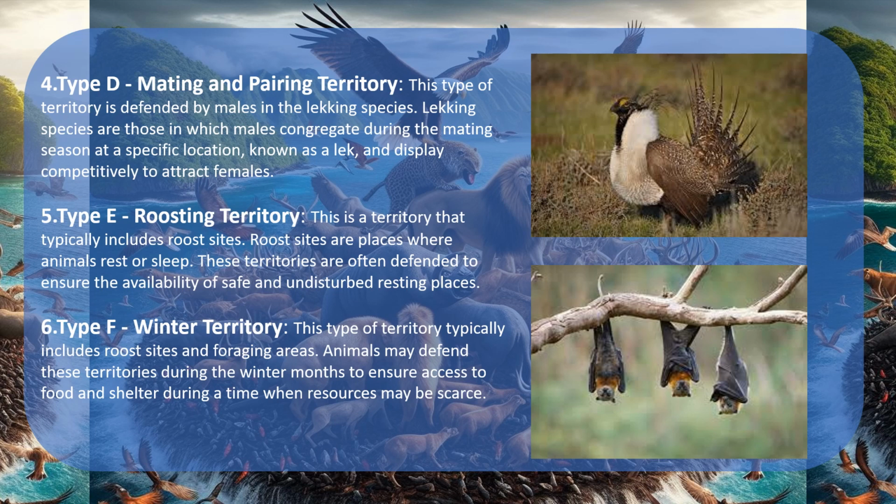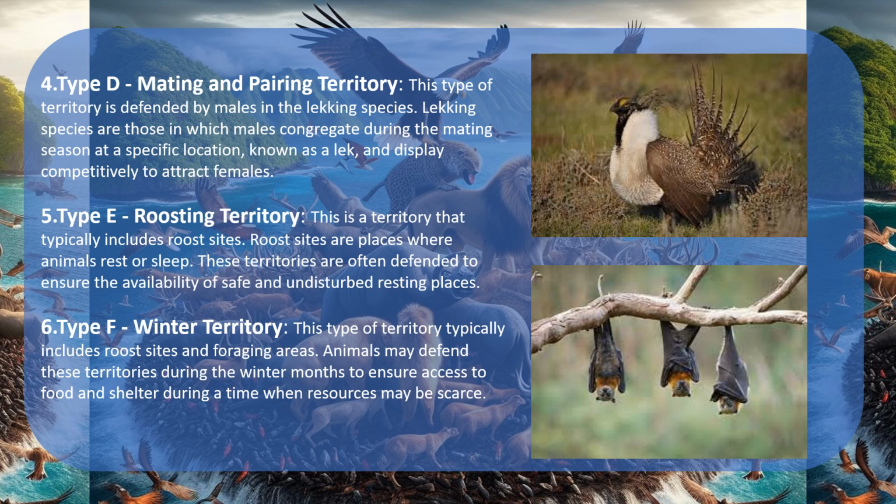Type E is a roosting territory. This is a territory that typically includes roost sites. Roost sites are the places where the animals rest or sleep. These territories are often divided to ensure the availability of safe and undisturbed resting places. An example we can say is a bat.